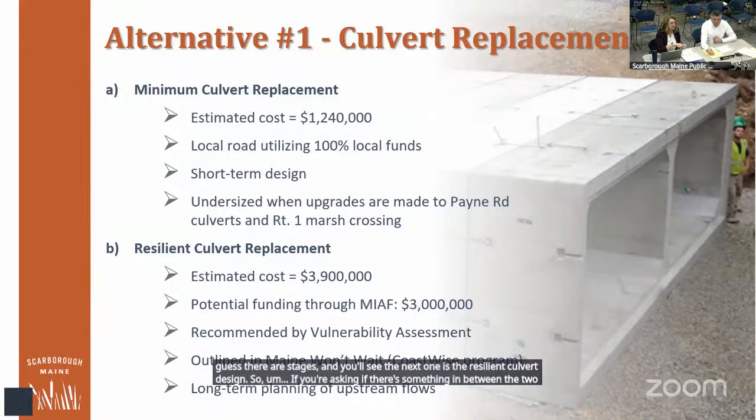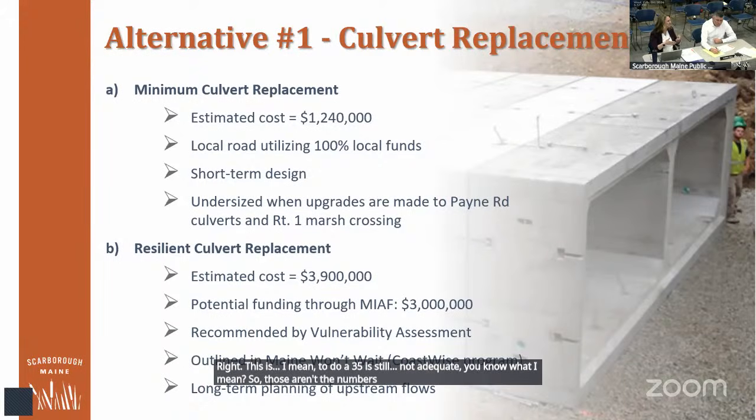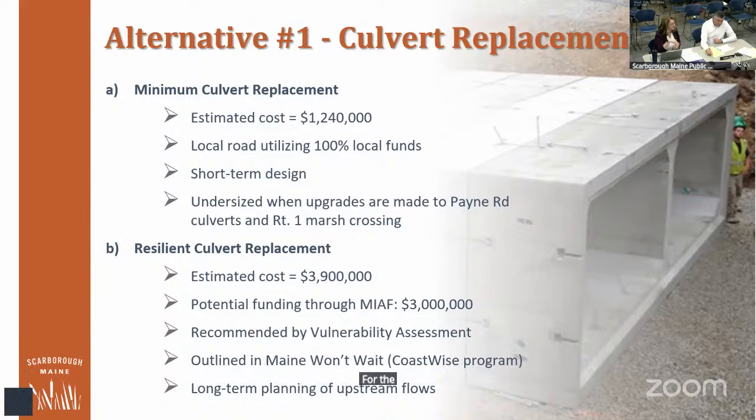I think regardless, you're going to end up with this being the pinch point. So say you have a 20-foot opening, and then upstream of it, you have a 40-foot opening. To do a 35 is still not adequate, you know what I mean? Those aren't the numbers, but as you can see, that becomes the pinch point no matter what, unless you size it for the same that you're going to do for the Payne Road culvert, if that makes sense.